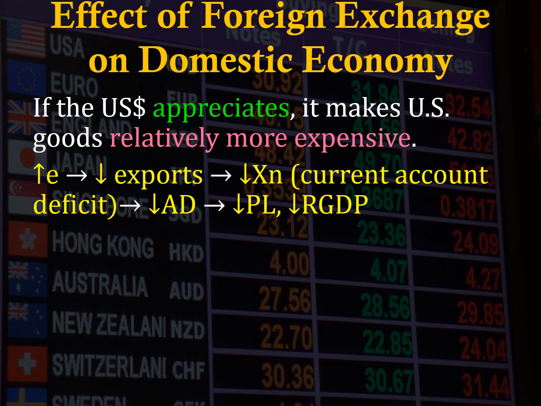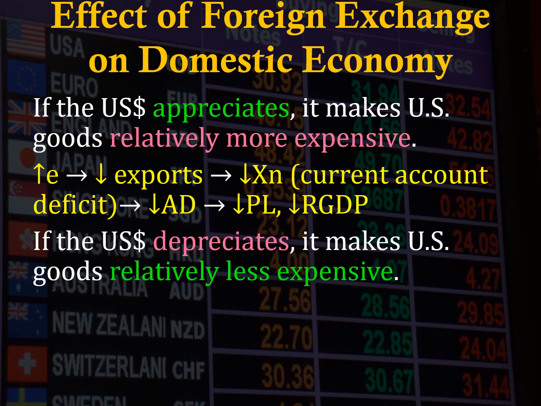net exports will also decrease, which leads to, by the way, a current account deficit, which leads to a financial account surplus. Because net exports is a component of GDP and AD decreases, AD shifts to the left, thereby price level and real GDP also decrease.